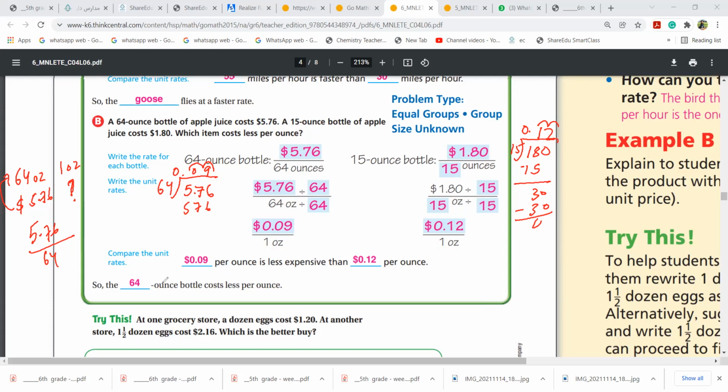So of course, 64-ounce bottle, you get 0.09. And 15-ounce bottle, you get 0.12. So we'll choose 64-ounce bottle because it costs less per ounce.